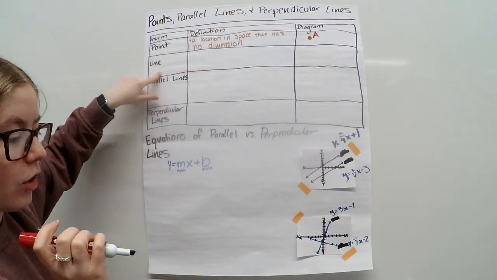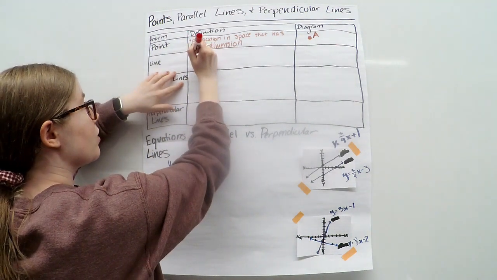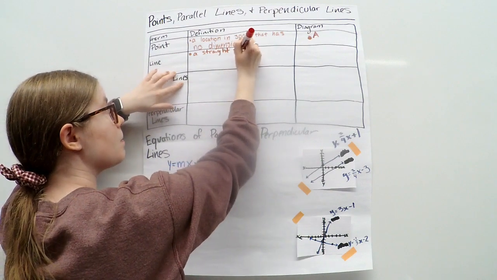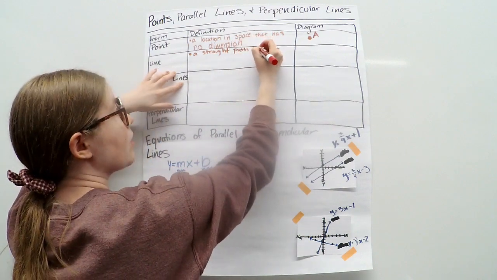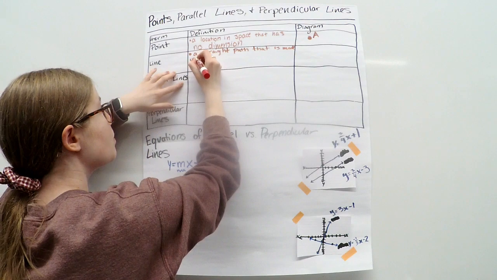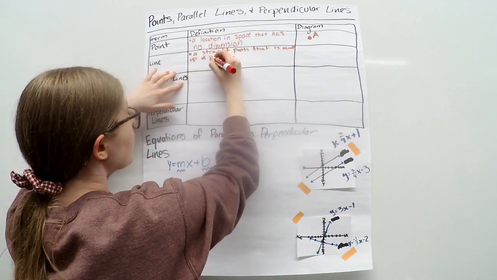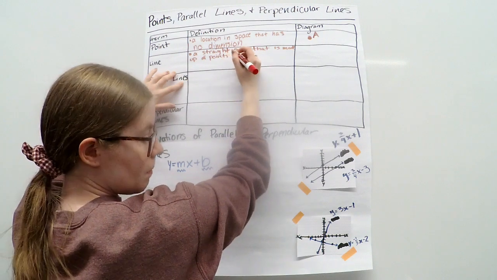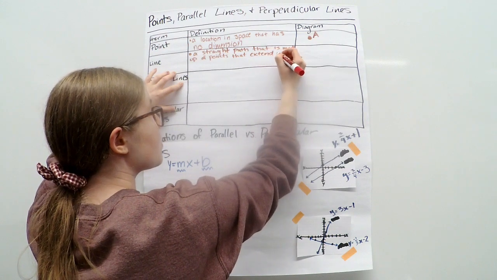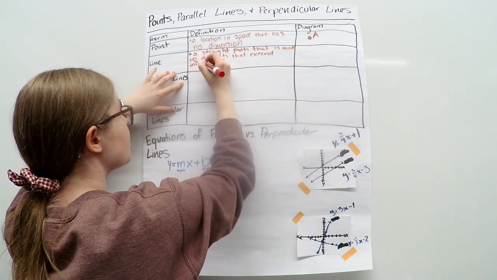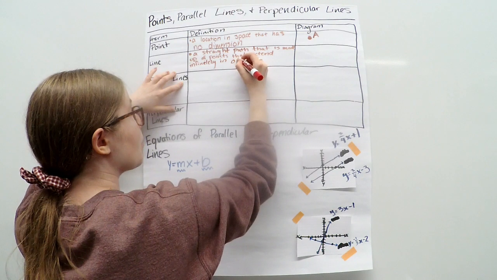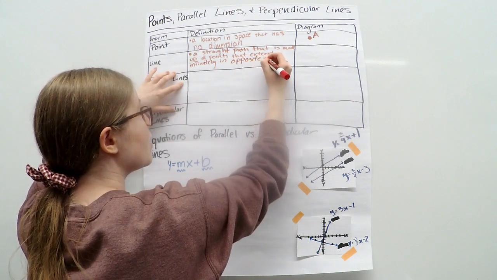Next, we're going to talk about the definition of a line. A line is a straight path that is made up of points that extend infinitely in opposite directions.